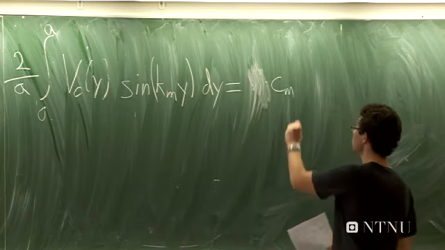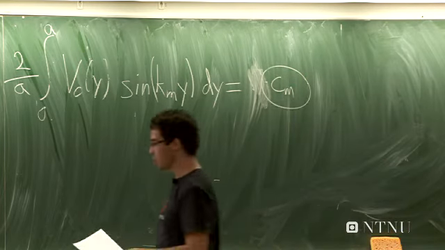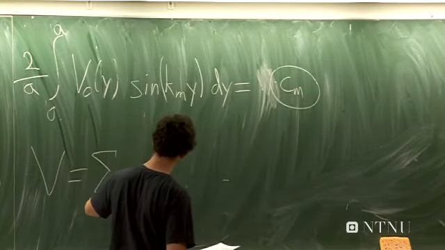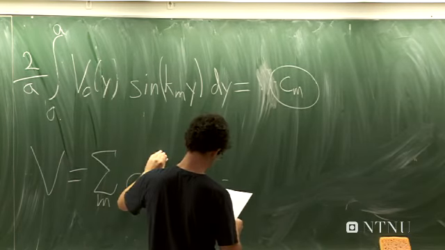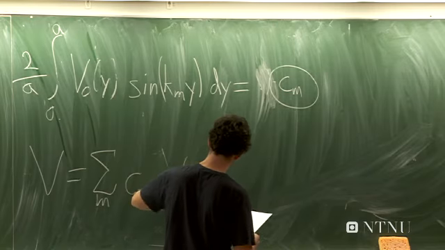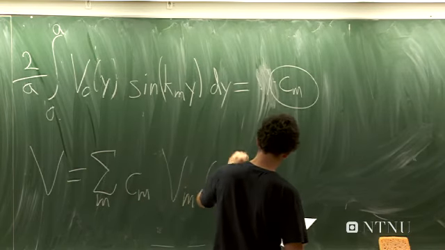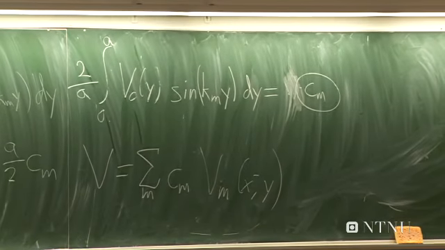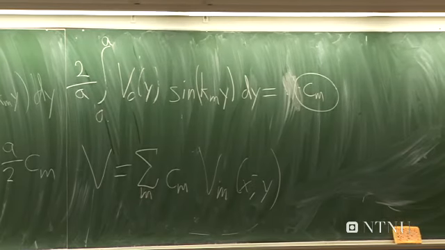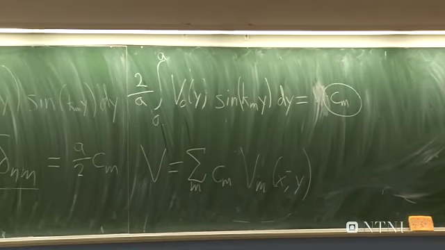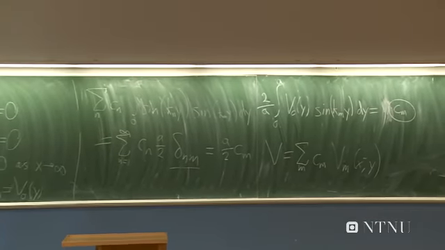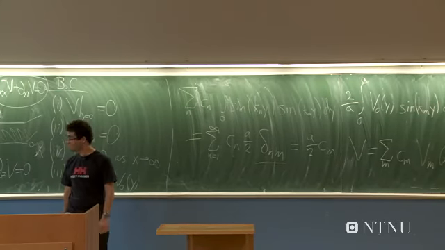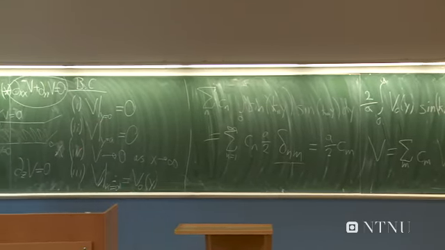And now with these Cm, we have that the solution looks like this, like we wrote down before. So now I can calculate the coefficient Cm for any v0 of y, and I know the solution for our geometry. So as an example, I'm going to do this for v0 of y equal to a constant. So let's start over here again after the break.